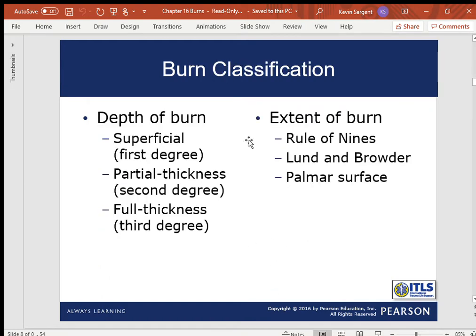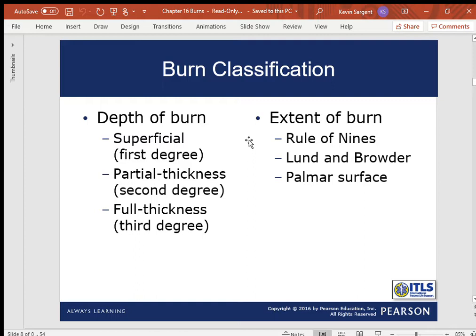So burn classification, so we have superficial. Superficial is the same as a first degree burn, which is known as a sunburn essentially. Okay, they become very red, they get kind of weepy, and they hurt. Partial thickness, which is the second degree burn, are denoted by blistering. They tend to be pretty painful. Many of your top layers of your skin are affected.